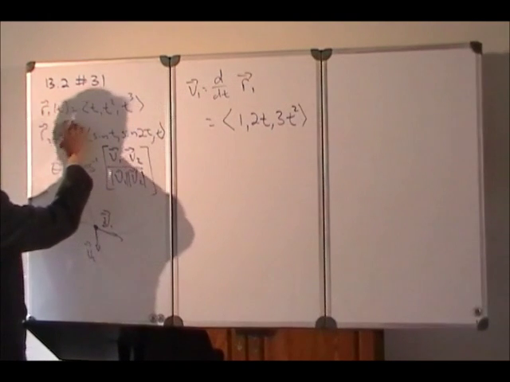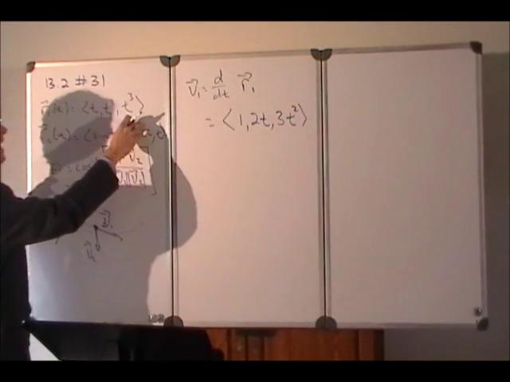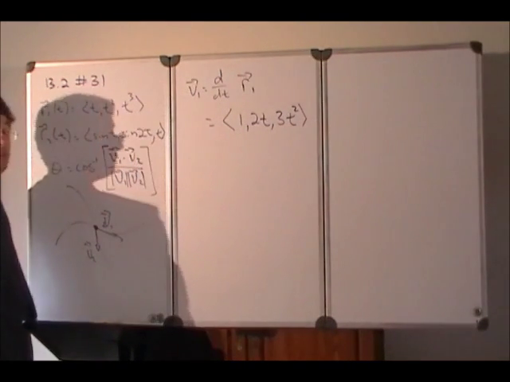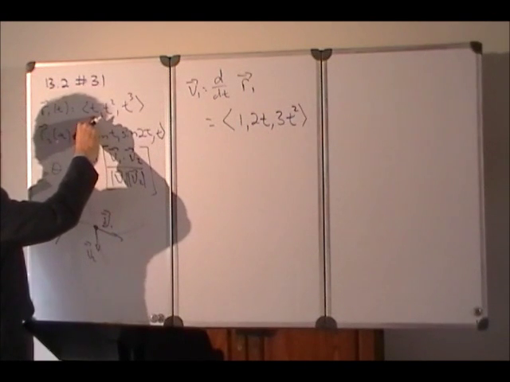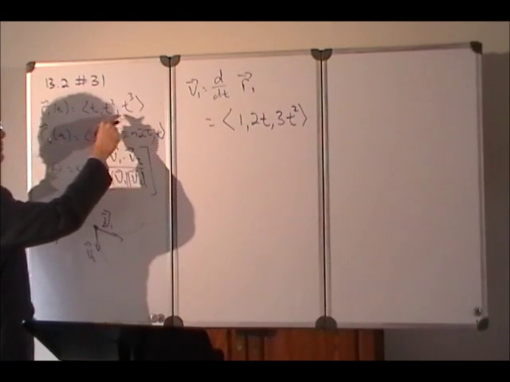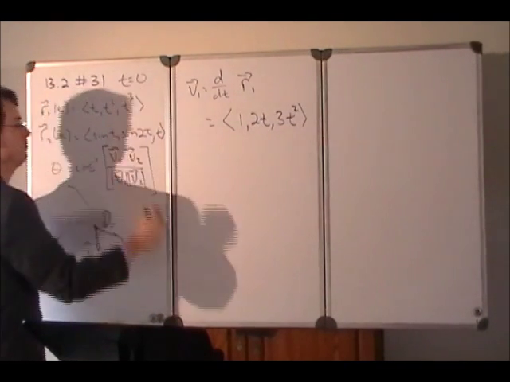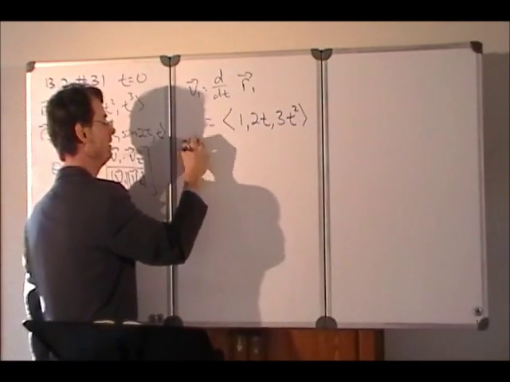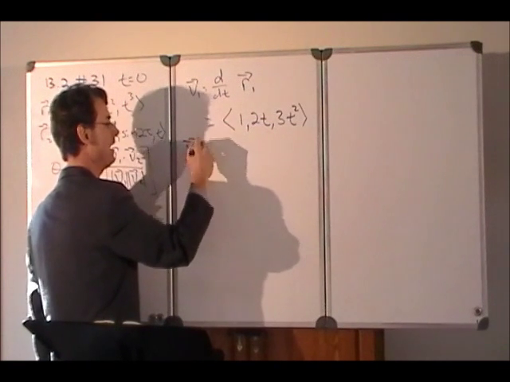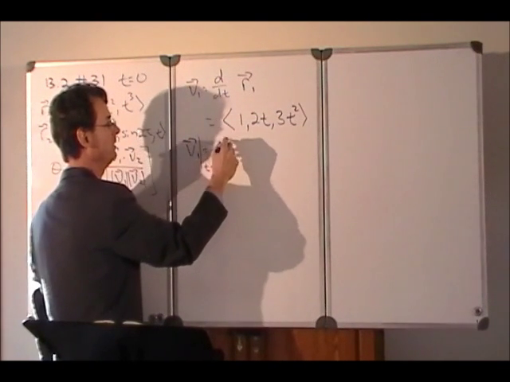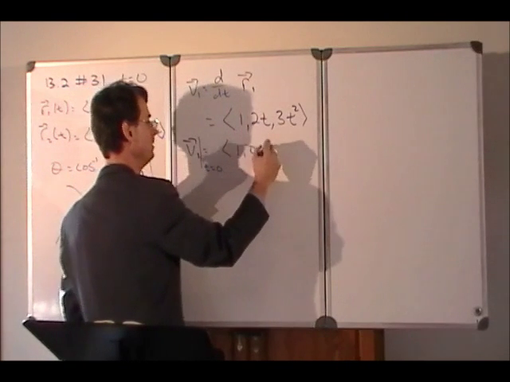So we need to back up and say, okay, at what moment in time is this space curve at the origin? Well, that's pretty simple. If you plug in t equals 0, you get 0, 0, 0. So you can see that the moment of interest is t equals 0. So V1, once you evaluate it at t equals 0, is (1, 0, 0).